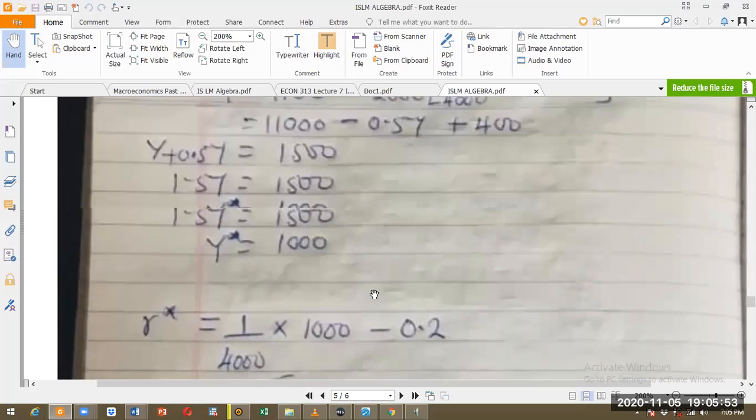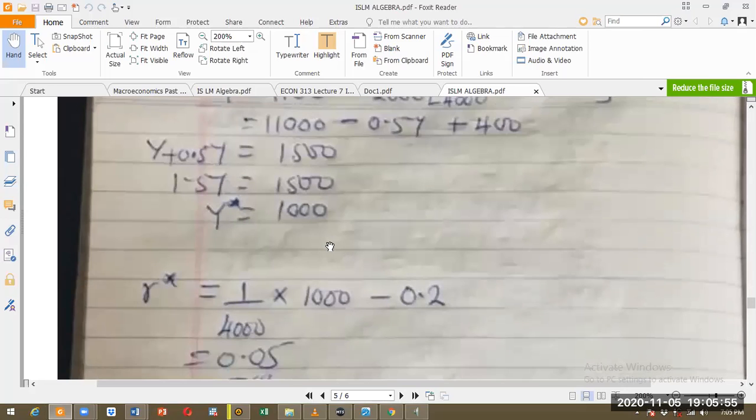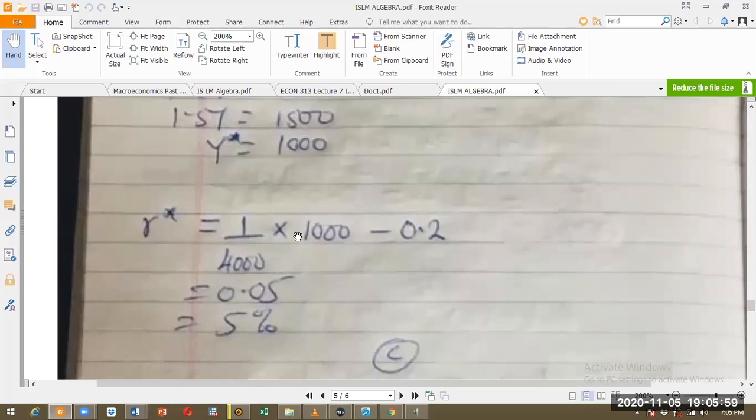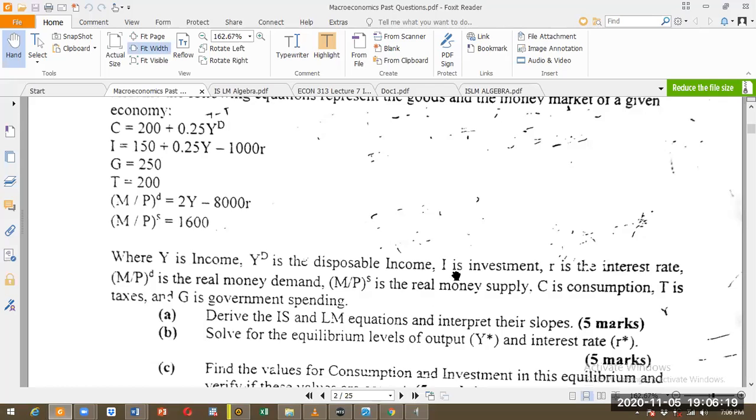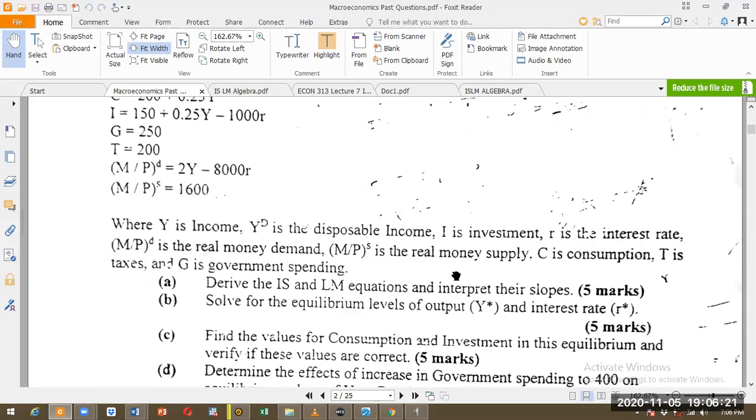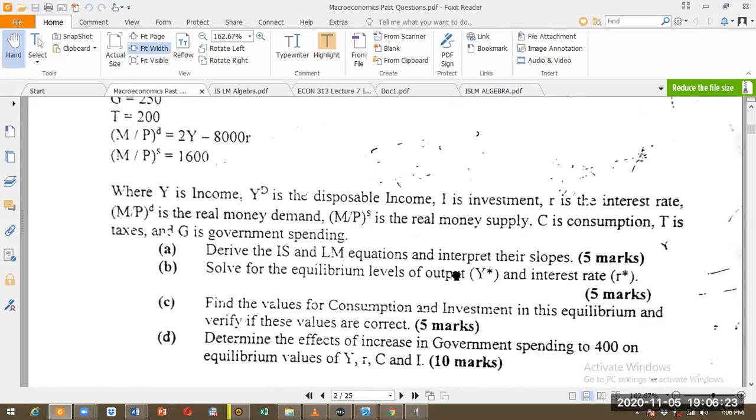All right. So now that we have y star, we can go to the LM equation and put our y there. So r star is equal to 1 over 4,000 times y. So y is 1,000, minus 0.2. If you simplify this, you get 0.05, which is 5%. So the interest rate is 5%. I think that one too was 5 marks. So by now you have 10 marks.